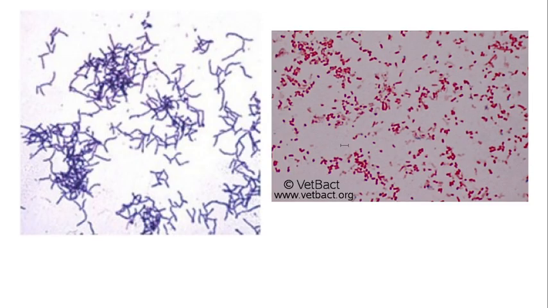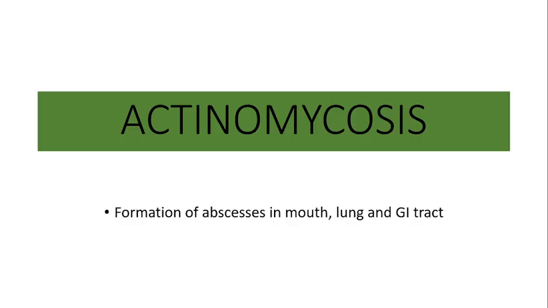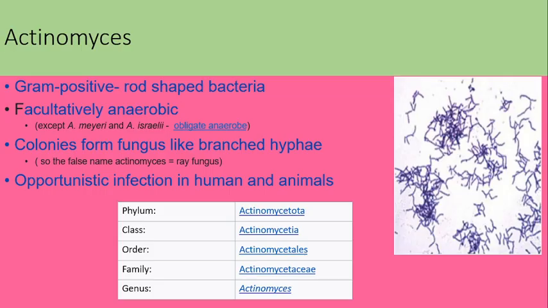See the causative organism. Have you ever seen this one? It looks like a fungus, but these are not fungus. Can you identify them? These are known as Actinomyces or ray fungus. Actually, they are not fungus. And the disease caused by them is actinomycosis. It is characterized by formation of abscesses in the mouth, lung, and GI tract.